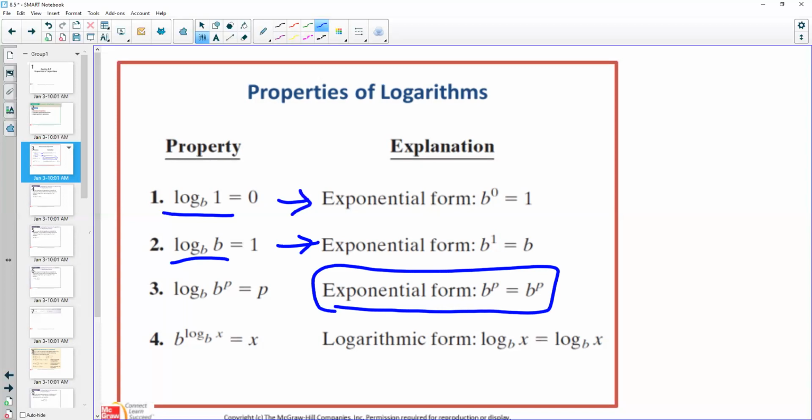And then the final thing is if I have b to the power of log base b of x, it equals x. Basically, if we switch that back into log form, it sets them equal to each other. This looks strange, but in practice, it's handy to have in mind because you'll go, oh, yeah, I see that. It helps us simplify things.